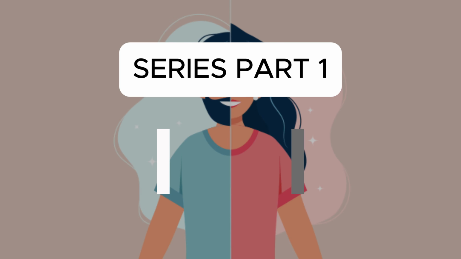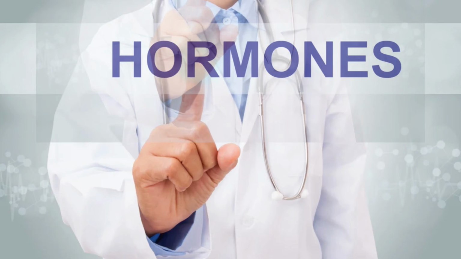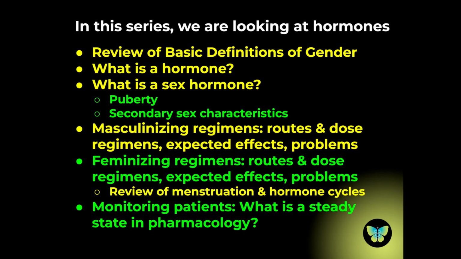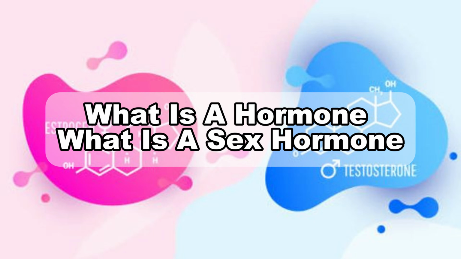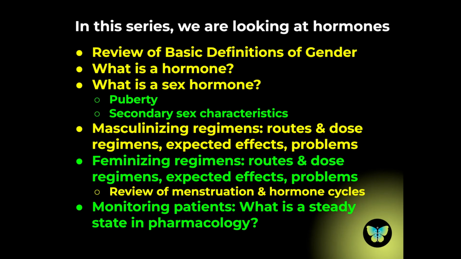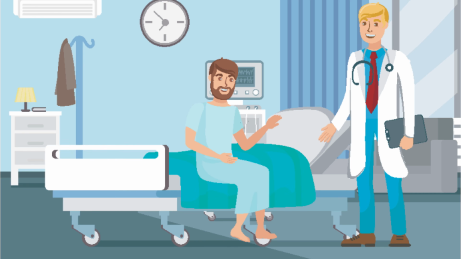Today we're starting a series called Starting Gender Affirming Hormones, the Basic Information. In this series, we're going to take a look at hormones. We'll look at a review of the basic definitions of gender and gender dysphoria. Then we'll look at what is a hormone. Then what's a sex hormone. We'll take a look at puberty and secondary sexual characteristics. Then we'll turn to the masculinizing regimens and the feminizing regimens. And then finally, some pharmacology information about monitoring patients.